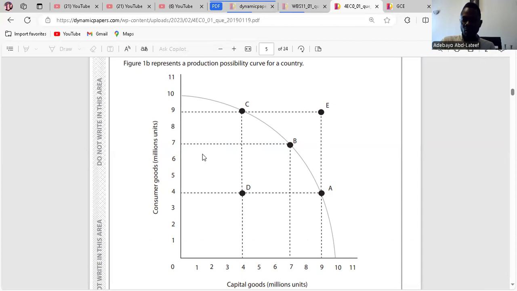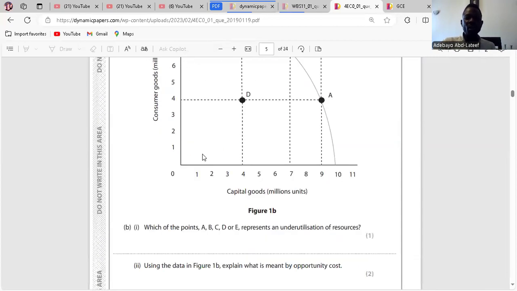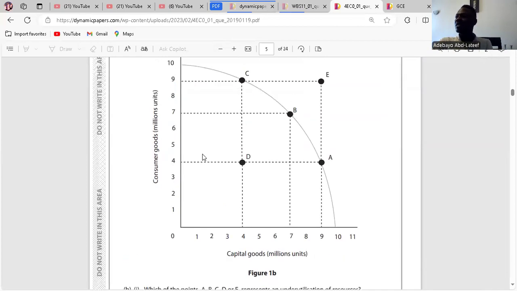So here we have a question. Which of the points A, B, C, D, or E represents an underutilization of resources? When we talk about underutilization of resources, it means the resources are not fully employed. And the only point where resources are not fully employed is at point D. So D is the answer.